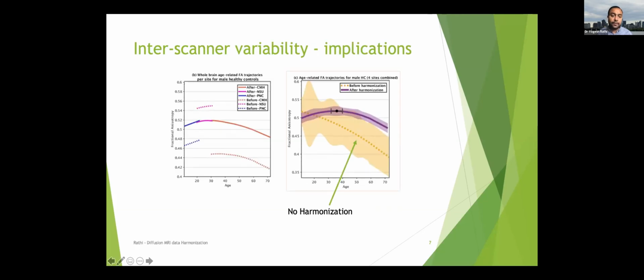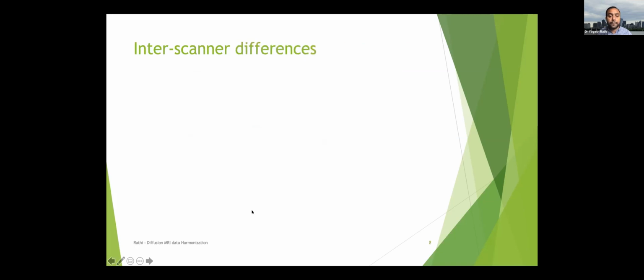This is another example from our recent work. You have 3 different groups that were scanned in 3 different places. If you were to not do any harmonization, you would see this yellow dotted line as your analysis of how a particular measure called FA changes over the whole brain across ages. It's a cross-sectional design, but you can see it would be a completely wrong conclusion compared to what you should be getting, which is this purple line, which is what we know is the case.